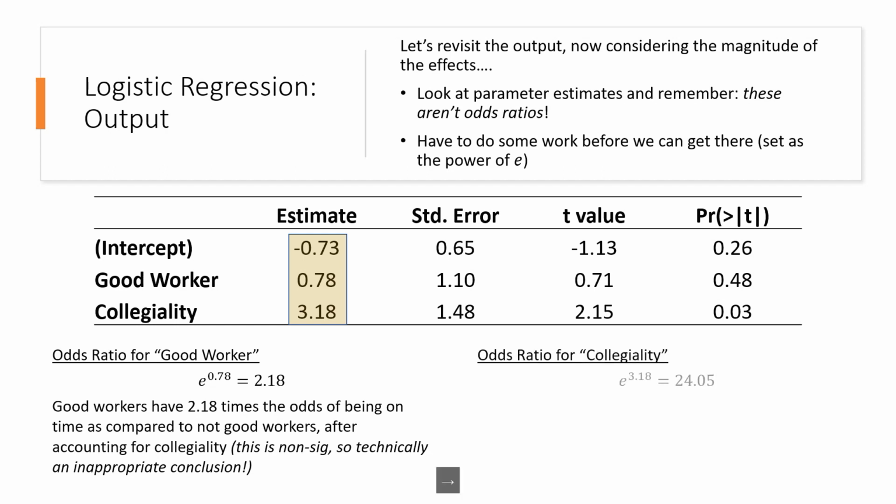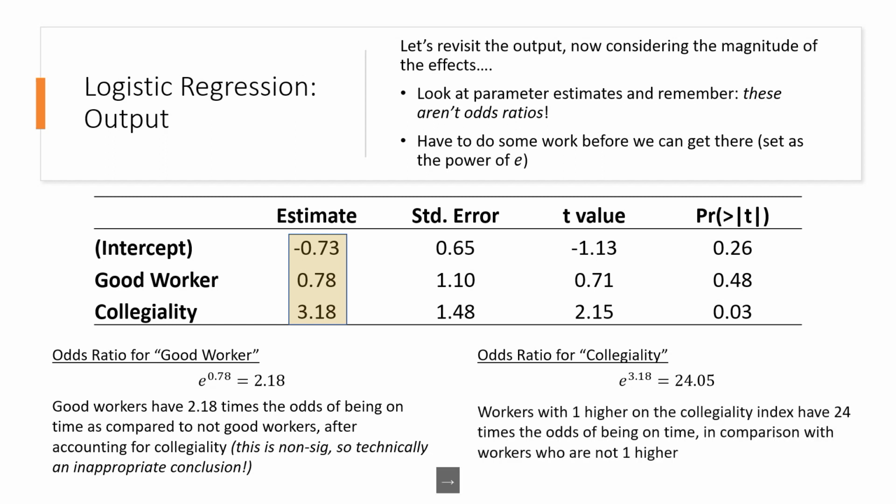All right, let's try collegiality. So for collegiality, we take e and we put 3.18 as the power of e. We get 24.05. So for a one higher on the collegiality index, we have 24 times the odds of turning in your work on time in comparison with the workers who are not one higher. Now, this is statistically significant. We believe that this relationship is true within the population. But I want you to consider something, and that is, what does one higher actually mean?